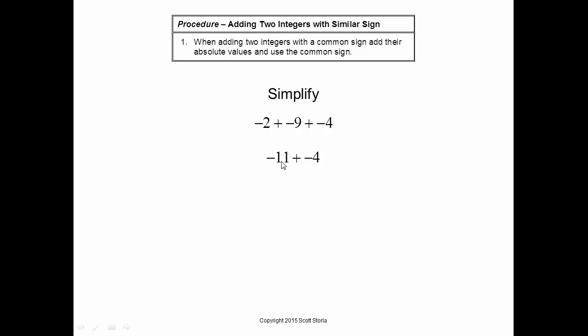I now need to add these two integers, and again the signs are the same, so I add their absolute values. 11 and 4 is 15, and I keep the common sign.